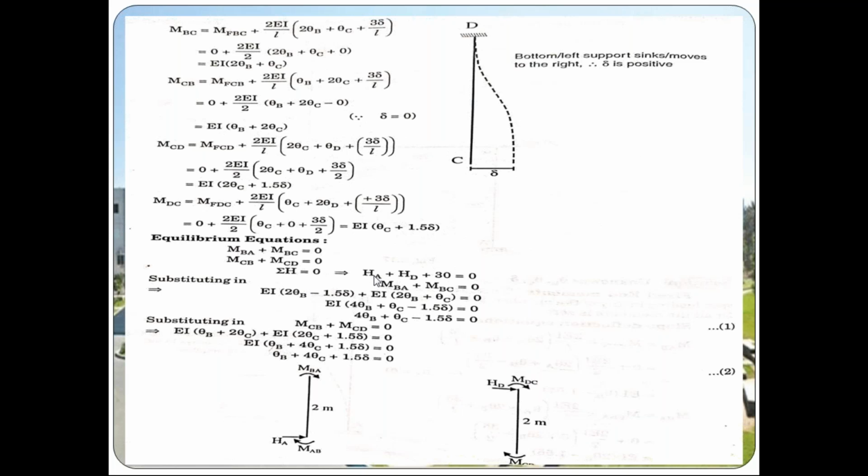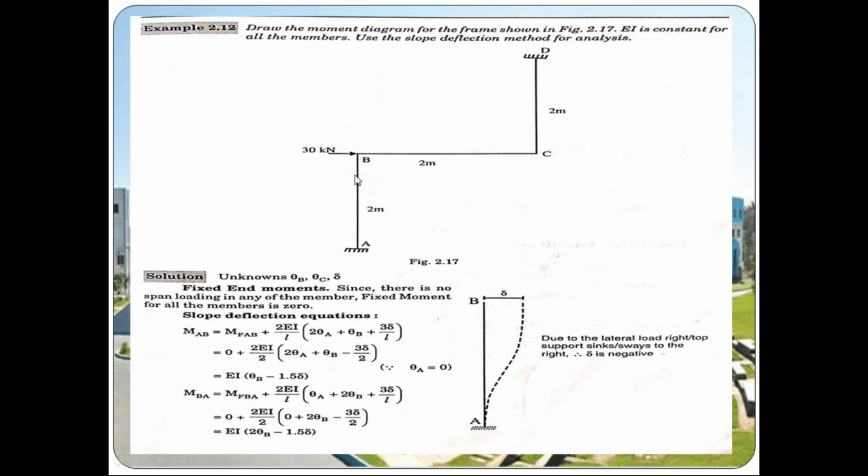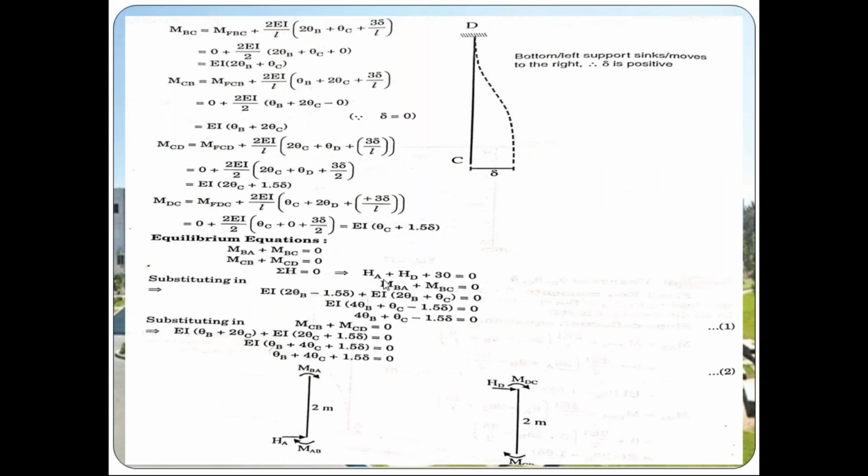That is summation H is equal to 0, HA plus HD plus 30 is equal to 0. We are assuming HA and HD are acting towards the right direction. The 30 kilonewton is acting towards the right side, and we know there is a horizontal reaction at A and similarly at D. We are naming them HA and HD. We don't know which side they are acting, either right or left, so we are assuming both act towards the right, and that is why we put all three values as plus. So three equations: first, MBA plus MBC is equal to 0. Second, MCB plus MCD is equal to 0. And third, HA plus HD plus 30 is equal to 0. First, we are solving the first joint equilibrium equation, MBA plus MBC is equal to 0.